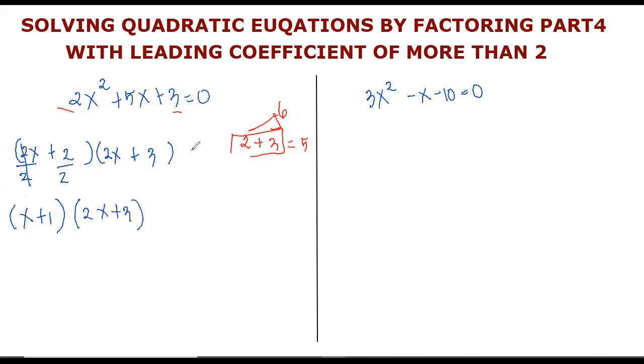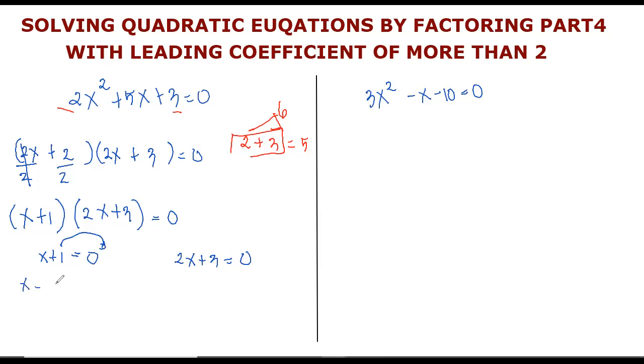Don't forget to equate it to 0. So the factor of 2x squared plus 5x plus 3 is equal to 0 is x plus 1 times 2x plus 3 is equal to 0. This is now the factor of this equation. Now we are going to find the solution of this equation. To do that, we equate these two terms to 0. So we have x plus 1 is equal to 0, and 2x plus 3 is equal to 0. Transpose it to the right side of the equation.